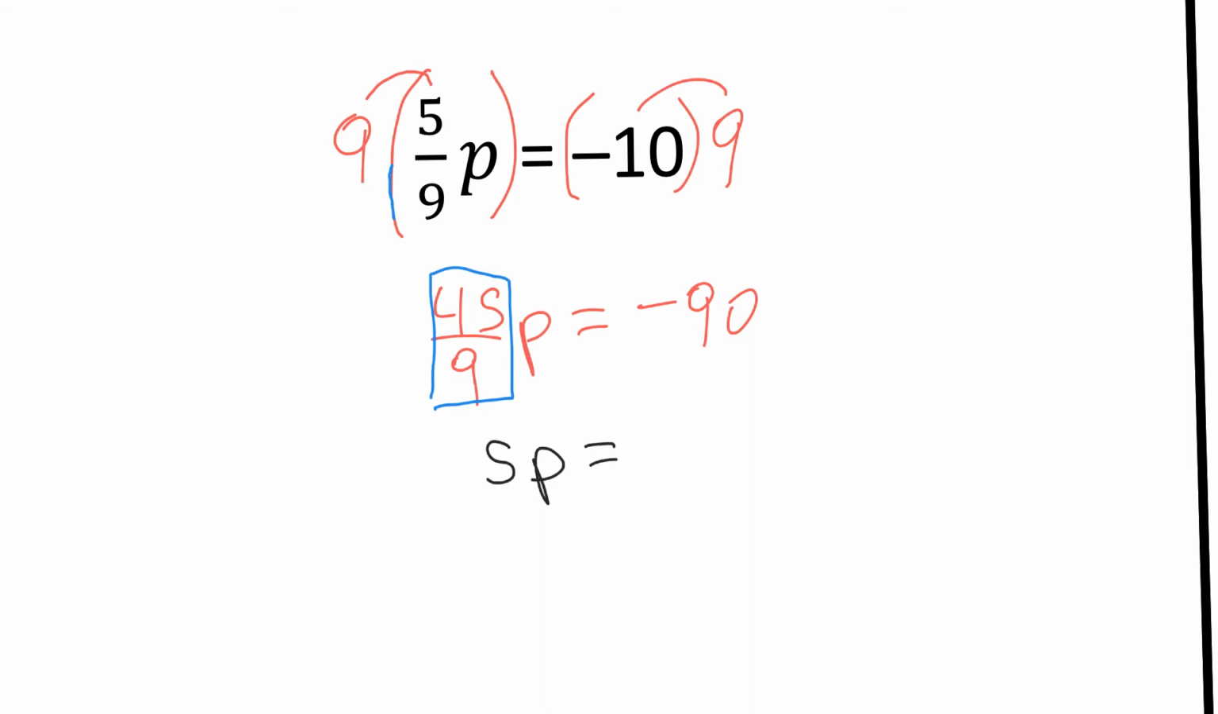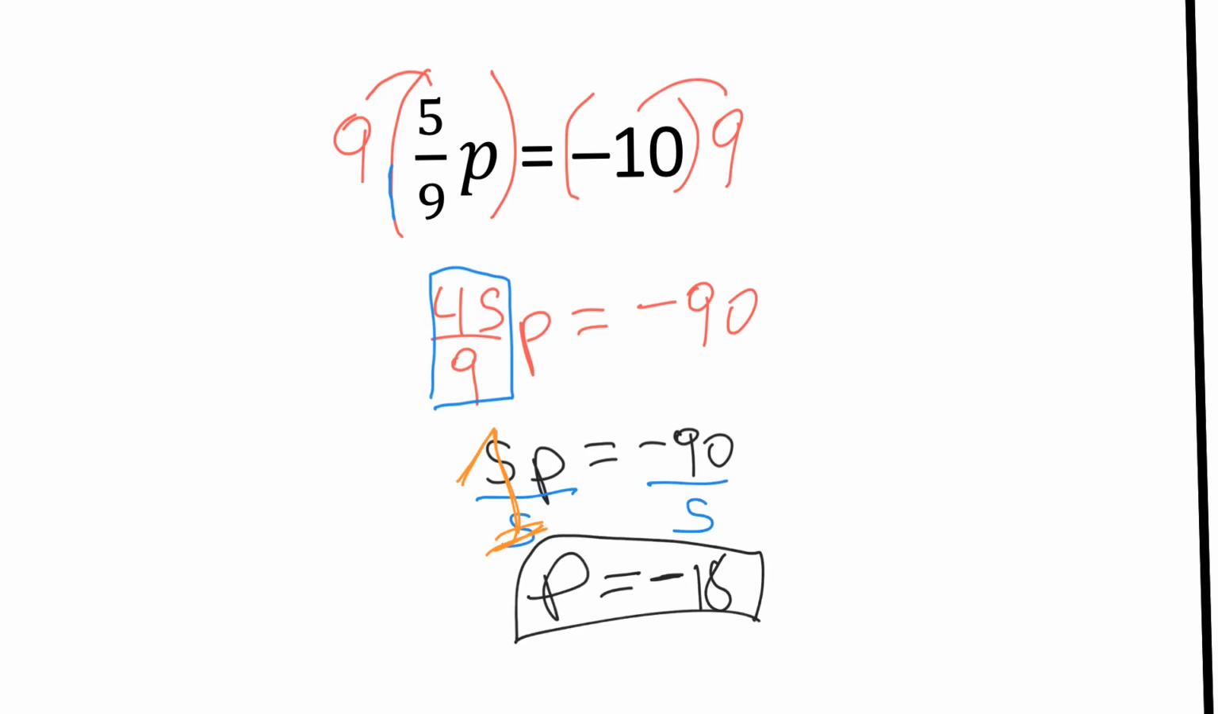P equals negative 90. Now remember that this right here, you are multiplying 5 times P. So what you have to do is get rid of this 5, so you divide. You are going to divide by 5, you divide by 5. So this 5 divided by 5 turns into 1. You bring down the P equals negative 18. So there is my answer.